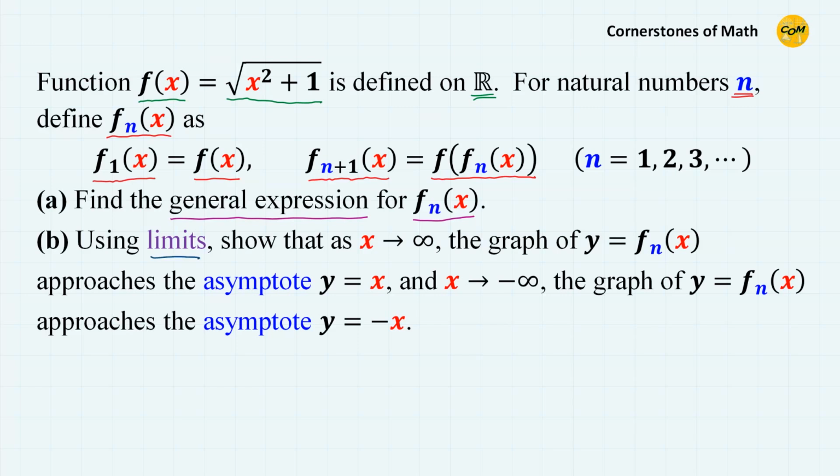A. Find the general expression for f_n(x), and B. Using limits, show that as x approaches infinity, the graph of y equals f_n(x) approaches the asymptote y equals x, and as x approaches negative infinity, the graph of y equals f_n(x) approaches the asymptote y equals negative x. Alright, we will get to that later.